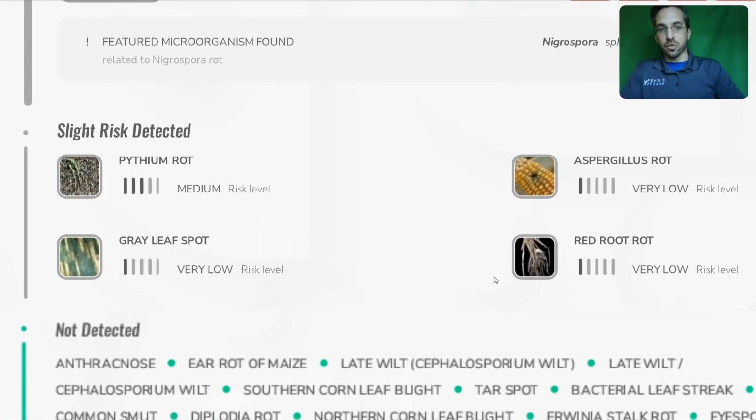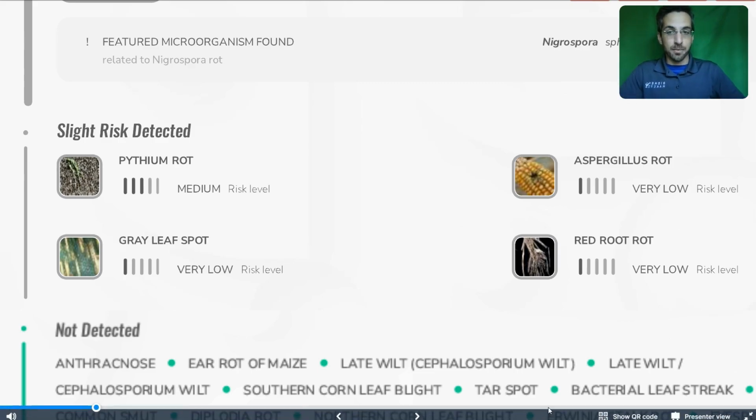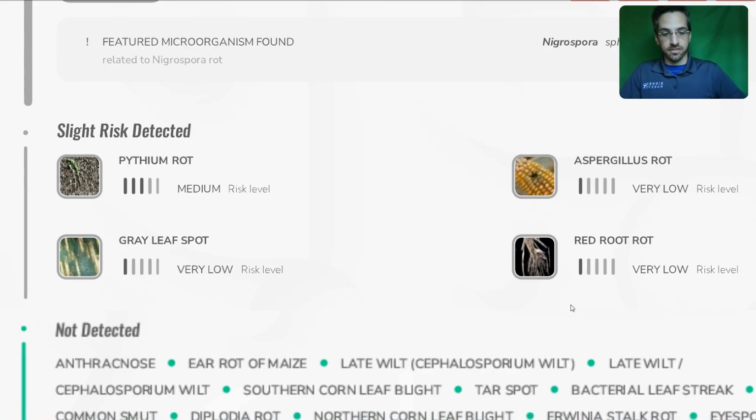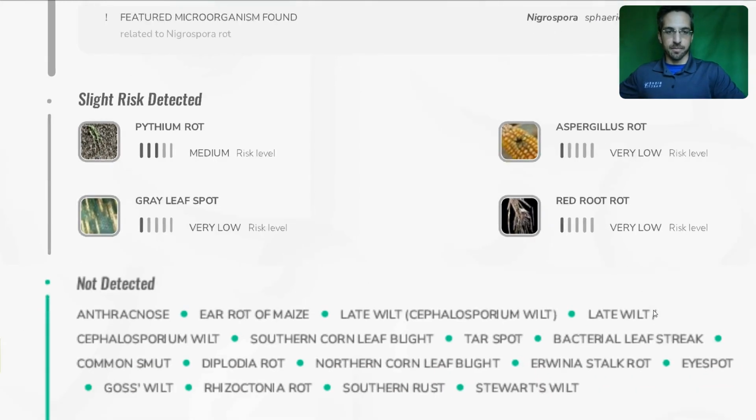This next section here will be pathogens that were detected in your sample, but they weren't elevated compared to our global database of, in this case, corn samples. They weren't starkly high risk, but we want to let you know that we see them because, of course, microorganisms reproduce. They can increase in number if the conditions are adequate to their needs, if the conditions are optimal for them.